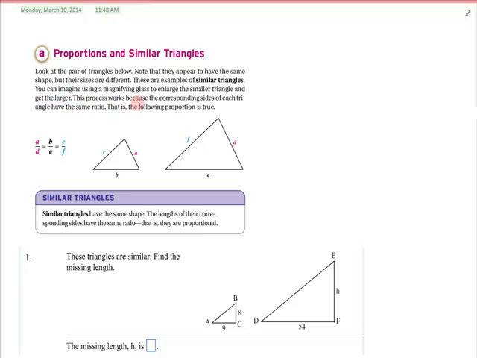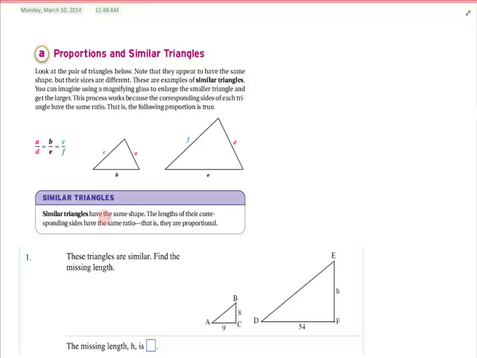This process works because the corresponding sides of each triangle have the same ratio. That is, the following proportion is true. A is to D as B is to E as C is to F. Now, we would probably never have an occasion to write all three of these ratios. We would just write two of them at a time.